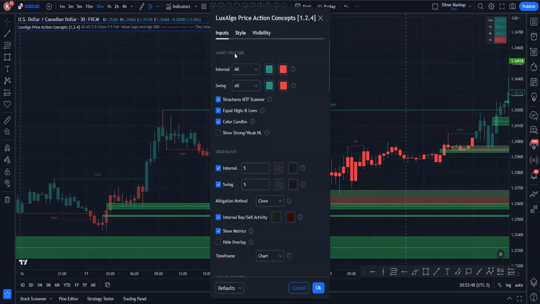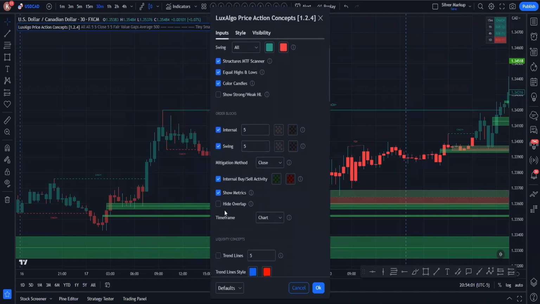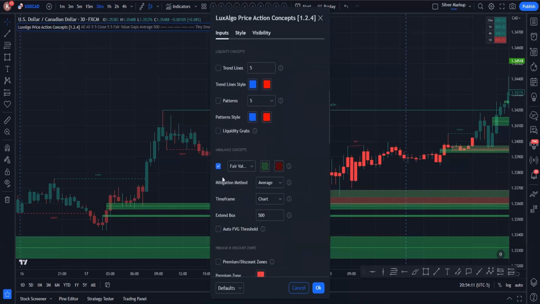Now, going into the settings for the rest of the price action concepts, you want to make sure that your internal and your swing order blocks are set up and checked on. And I leave it at the default settings. Internal buy, show metrics, I do that. And then the other thing too is I go down here and I do fair value gap. Make sure that is checked. It's going to be very, very key.